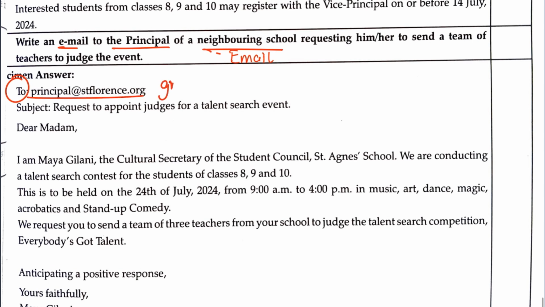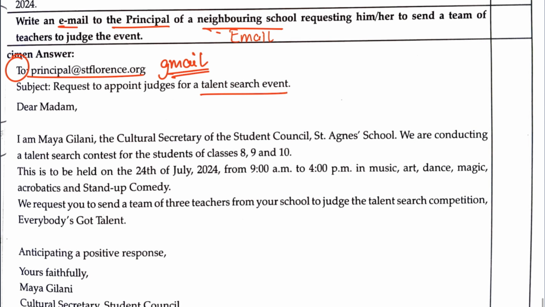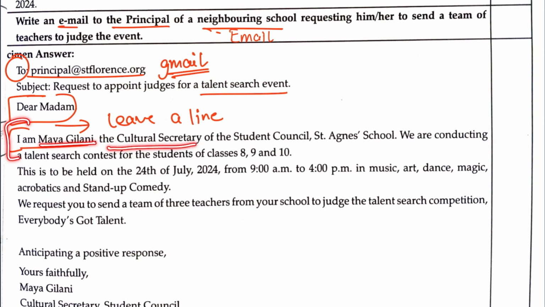You have to write the Gmail here. Request to appoint judges for a talent search event. Leave a line, dear ma'am or dear sir. You have to write your name. I am Maya Gilani, the cultural secretary of the student council. So you have to mention your designation here.